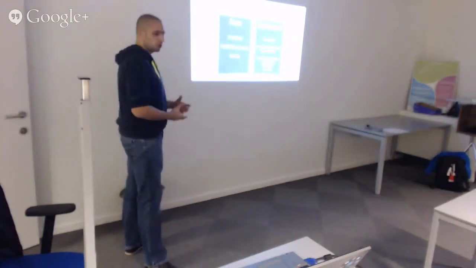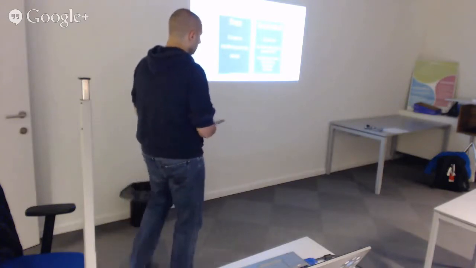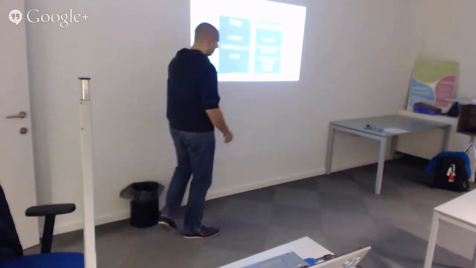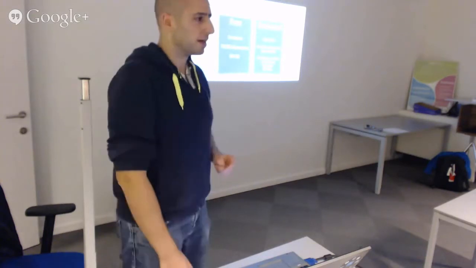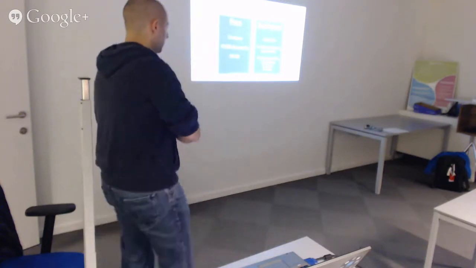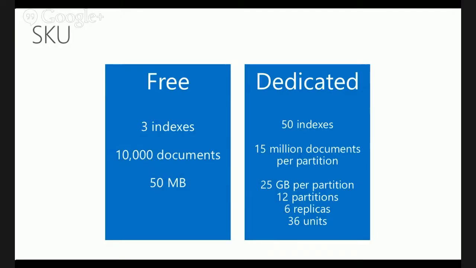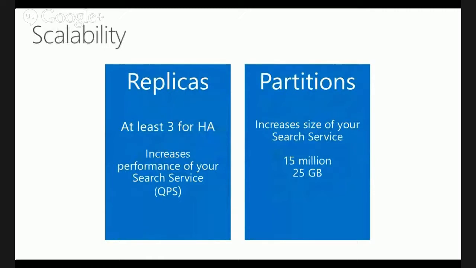In terms of production use, you'll quickly need to move to a dedicated one, which can hold up to 50 indexes and can have multiple partitions, so 12 partitions, 6 replicas, and 36 units. In terms of pricing, I think today it's 250 euros. Well, when it goes GA, it will be 250 euros per unit. So it can get very expensive very fast. At the moment, you actually need at least 3 replicas to be highly available, and the team is working on lowering this to 2 replicas by the time the service goes GA.